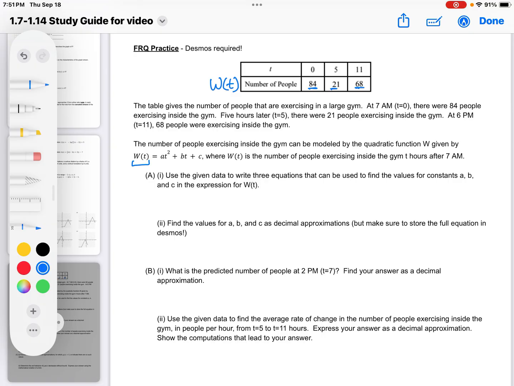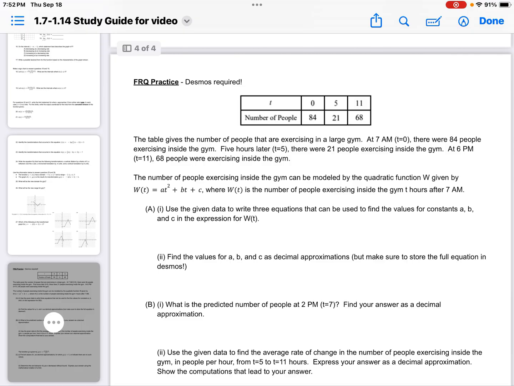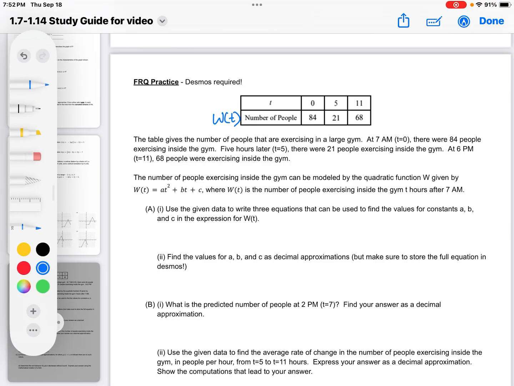When we write our three equations that can be used to find the constants a, b, and c in this equation, we're going to start with our W of t values. So I'm going to start with this 84. Now remember, a, b, and c are the constants that we don't know, but we do know the t value that goes with it. So I'm going to write 84 equals a times 0 squared plus b times 0 plus c.